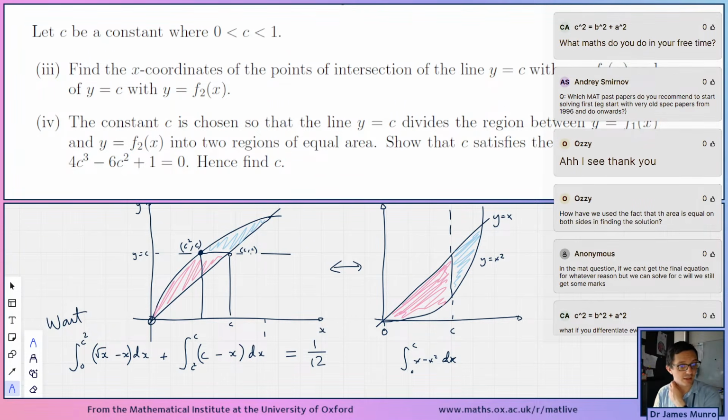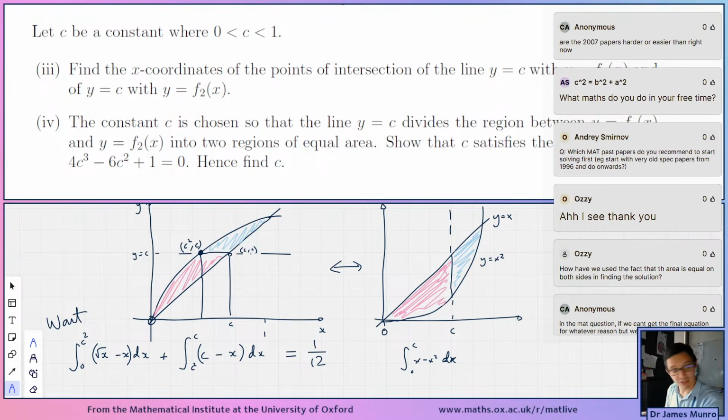Good, okay. What maths do you do in your free time? I'm currently trying to learn quantum theory, and I'm trying to learn a bit more about integration. I would really like to understand Galois theory more than I currently do. I had a go at that, but that's what maths I'm currently doing in my spare time.